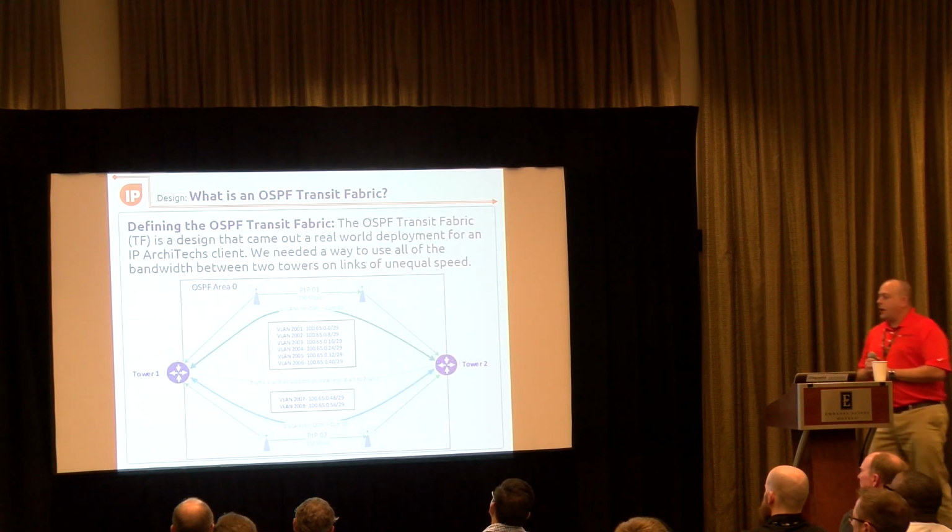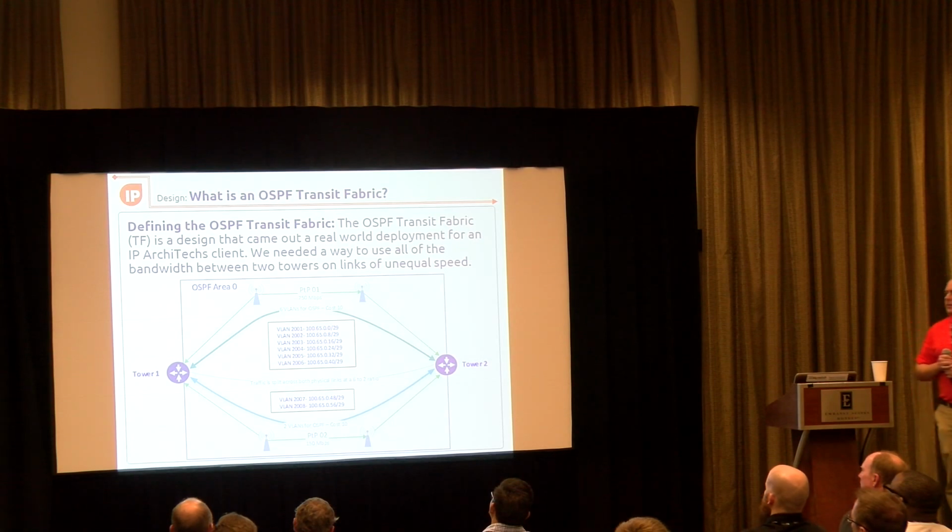All right, so let's talk about what an OSPF transit fabric actually is. That's the name we gave to it, simply because transit meaning we're trying to establish connectivity between 2 points, between 2 towers with subnets. And we call it a fabric because if you look in the data center world, most fabrics are defined as a large number of equal cost multipath hops. And that's what we have here.